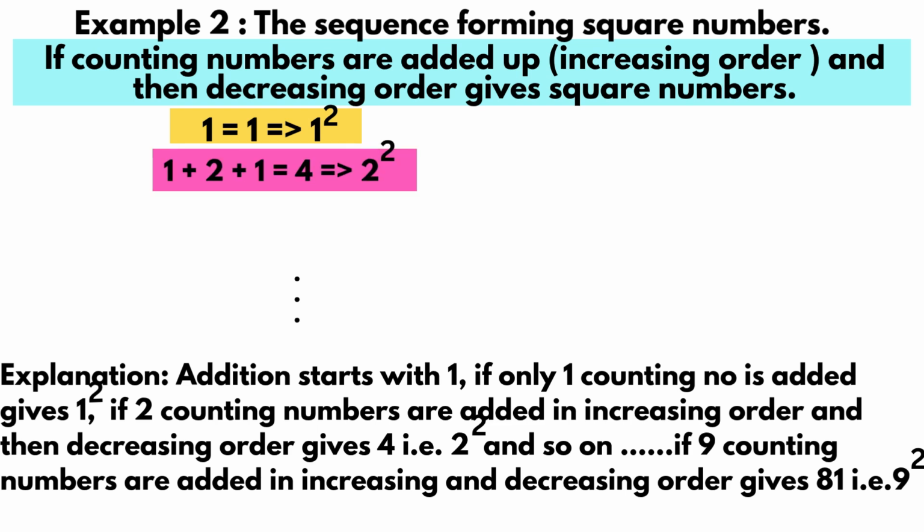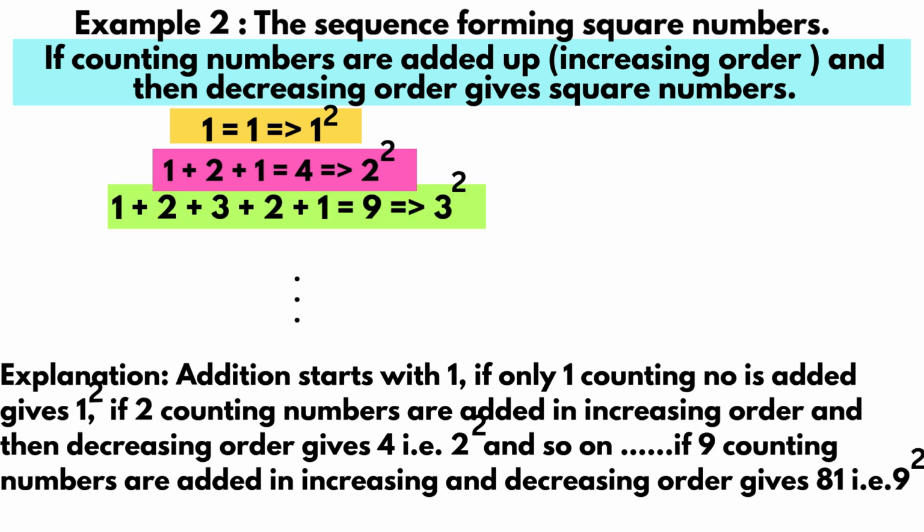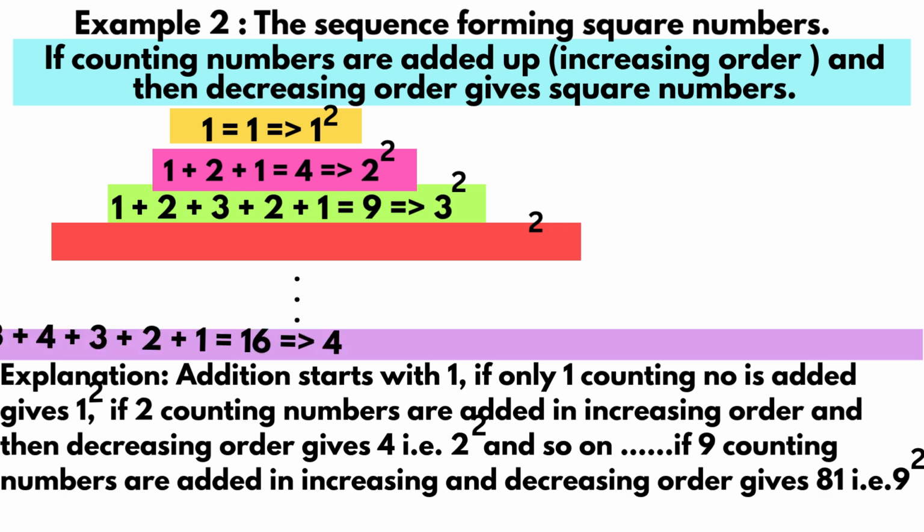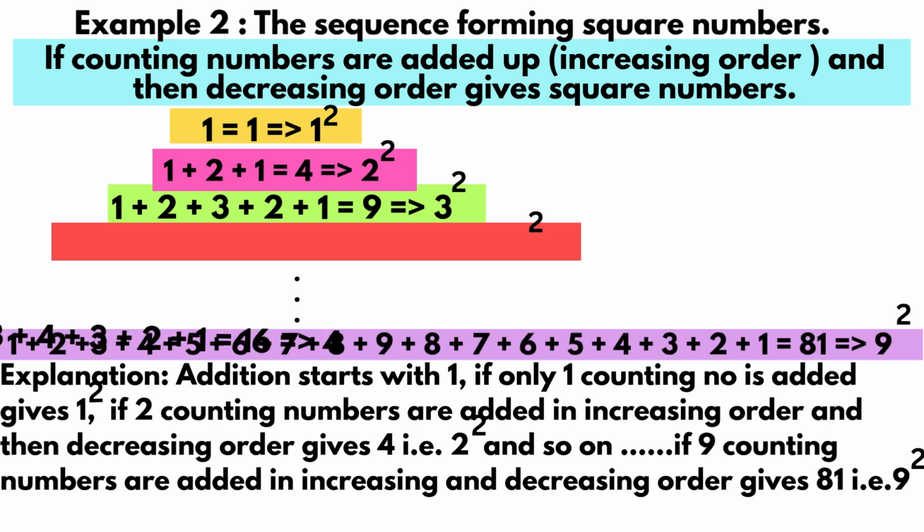If two counting numbers are added in increasing and then decreasing order, it gives 4, that is 2 square. If we add three counting numbers in increasing and decreasing order, it gives 9, which is 3 square. If we add four counting numbers in increasing and decreasing order, it gives 16, that is 4 square, and so on. Thus, if we add 9 counting numbers in increasing and decreasing order, it gives 81, which is 9 square.